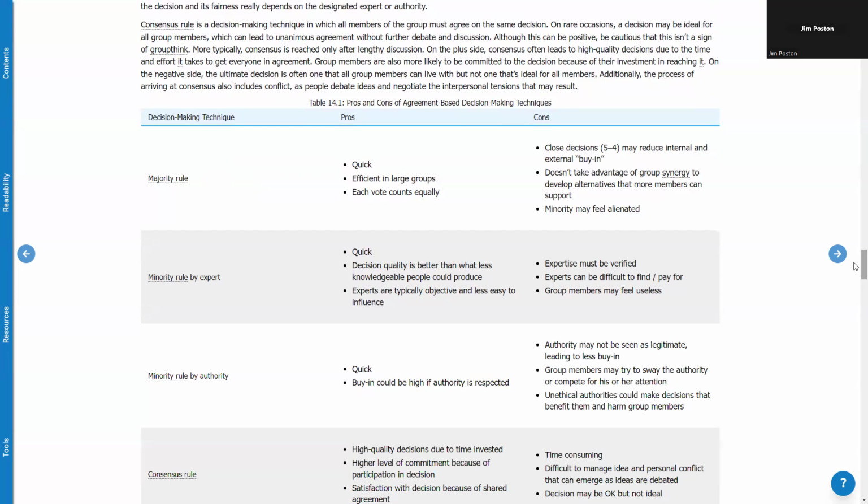On the plus side, consensus often leads to high-quality decisions due to the time and effort it takes to get everyone in agreement. Group members are also more likely to be committed to the decision because of their investment in reaching it. On the negative side, the ultimate decision is often one that all group members can live with, but not one that's ideal for all members. Additionally, the process of arriving at consensus also includes conflict, as people debate ideas and negotiate the interpersonal tensions that may result.